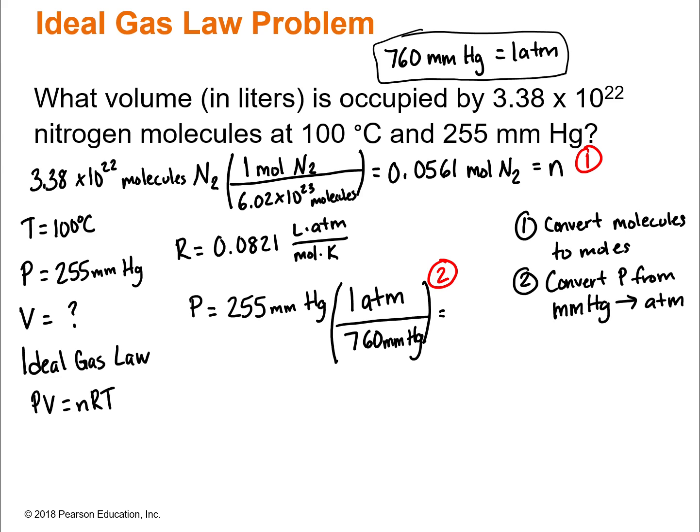Anybody get an answer yet? Yeah, we don't have to round it yet. So we're going to keep an extra digit. So we've got our pressure in atmospheres. We know how many moles we have. Now we've got to figure out what it is we're solving for, and that's the volume.